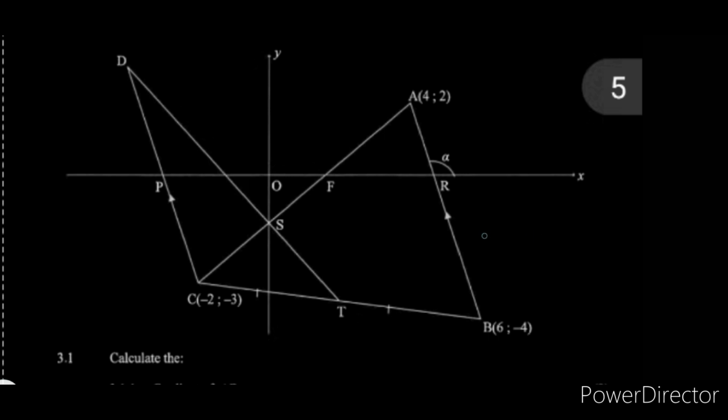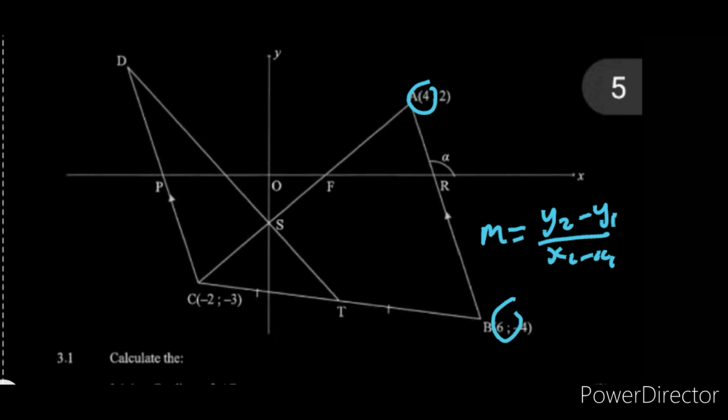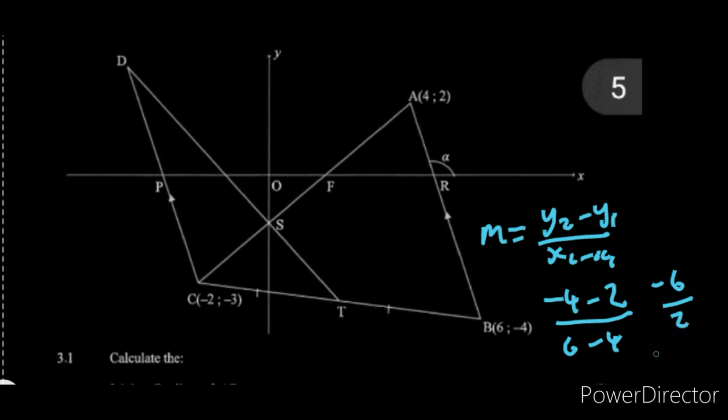We know that the gradient is y2 minus y1 over x2 minus x1. We can choose this as our x1 and y1, and this one as our x2 and y2. So let me just do that. It's going to be -4 minus 2 all over 6 minus 4. So -4 minus 2 is -6, and 6 minus 4 is 2. That gives us -3. Just as we predicted, our gradient is -3.